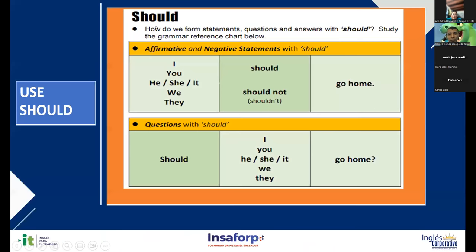Today, most of what we are going to do is in the manual, not here. Okay, as I told you, this is a review. We already studied the use of should. What is new is the topic related with should. In this case, we are going to talk about policies and procedures in the company, and we are going to give advice according to that.